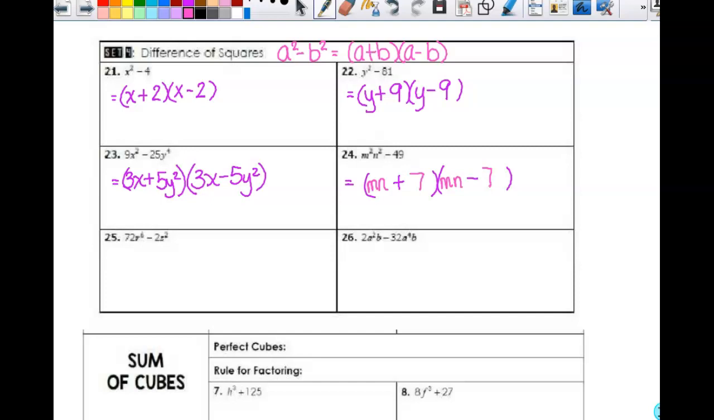Well, actually, we're not going to do that one. We'll change this one. Let's just say that I'm going to change this to 16 y to the 6th minus 4x squared. Why don't y'all do that one?